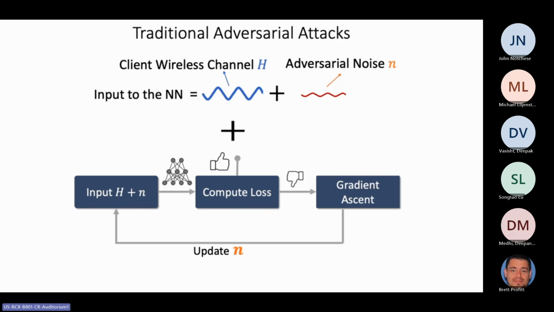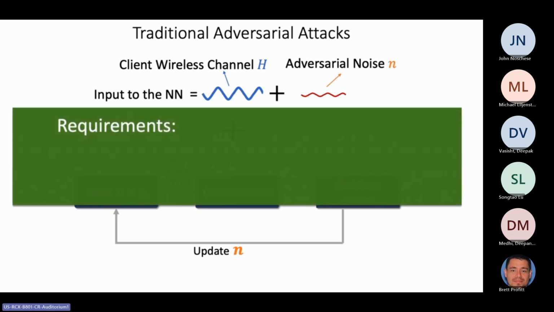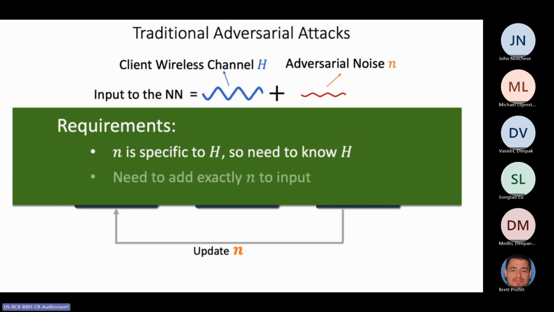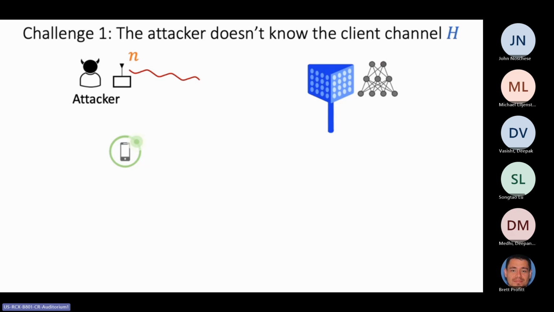Now, this is how this is done in the vision community in general. So it has two key requirements. One is that you need to design a noise that is very specific to the input that you have for the model, which is H. So you need to know what the input is. And you need to be able to add this n. So you do a lot of work to precisely compute what this noise is so that when you add it, it causes the exact amount of damage that you want. Unfortunately, in wireless systems, both of these conditions are not true.